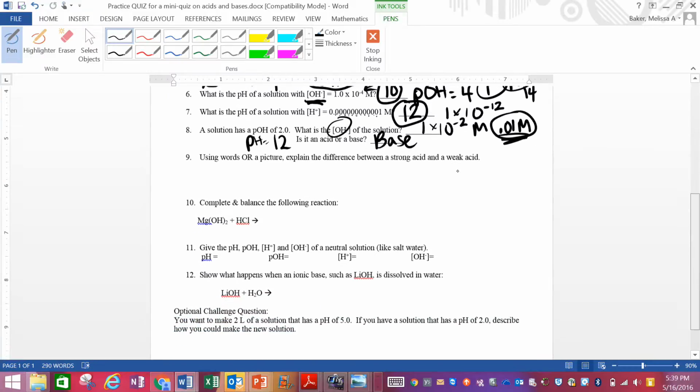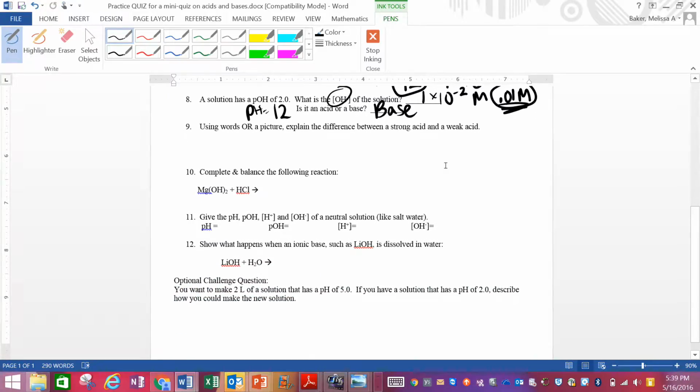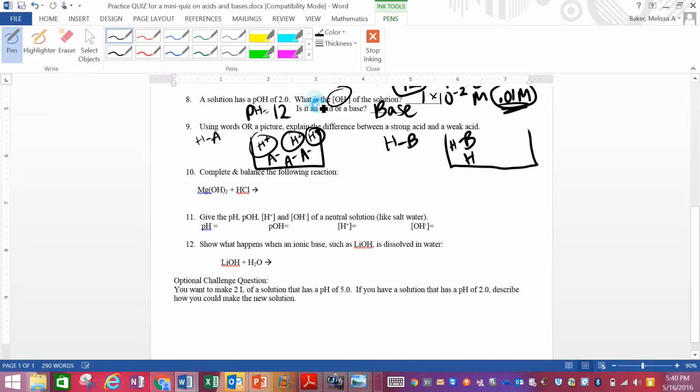Using words or a picture, explain the difference between a strong acid and a weak acid. A strong acid, let's call it HA, completely dissociates in solution, meaning all of the H's and A's will break apart, leaving those hydrogen ions in solution. Let's draw one more. H plus, A minus. So there's 3 H pluses. Here's my weak acid. Let's call it HB. HBs do not completely dissociate. So maybe we'll draw one of these that dissociated.